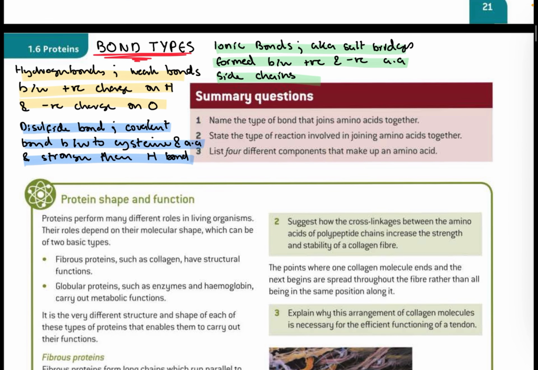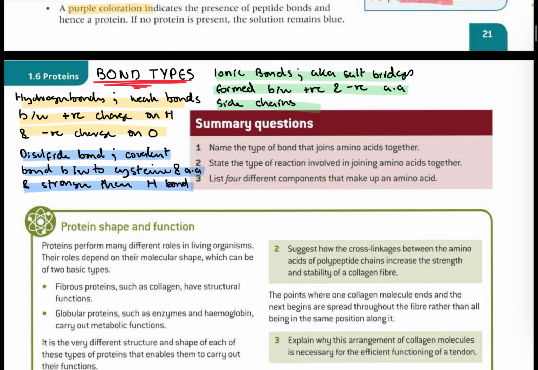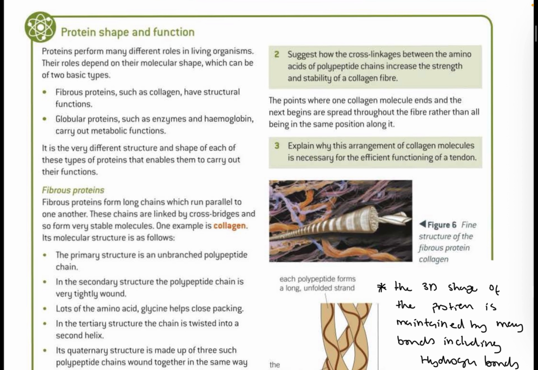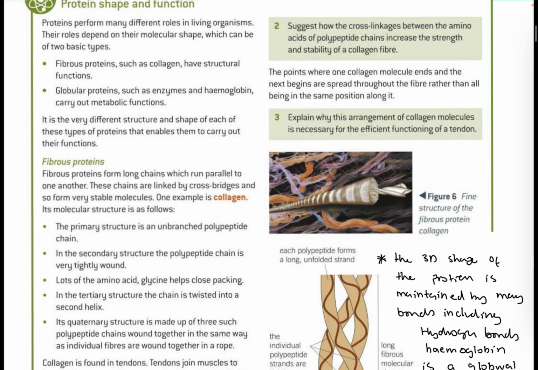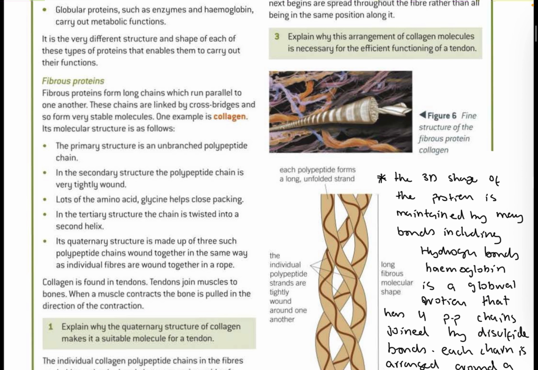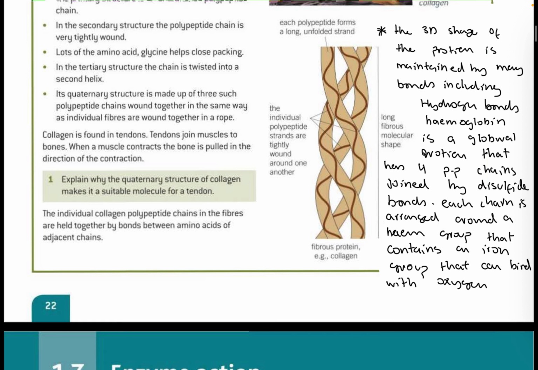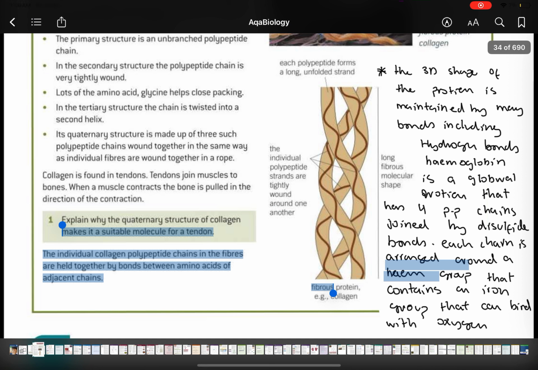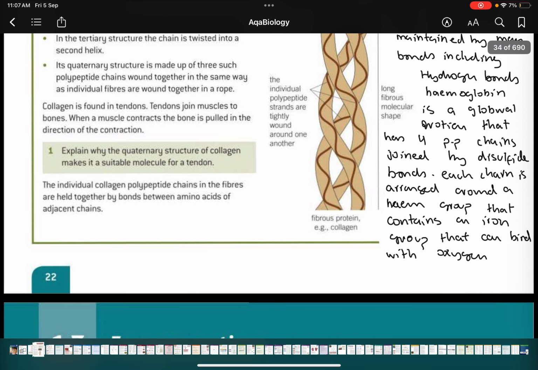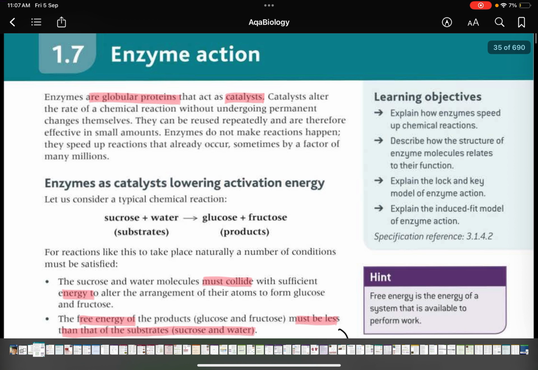Then we have our summary questions. Totally try them out. And then we have our protein. This is just kind of extra stuff. But the 3D shape of protein is maintained by bonds. Hydrogen bonds. Hemoglobin is a globular protein that has 4 polypeptide chains joined by disulfide bonds. Each chain is arranged around a heme group that contains an iron group that binds with oxygen.